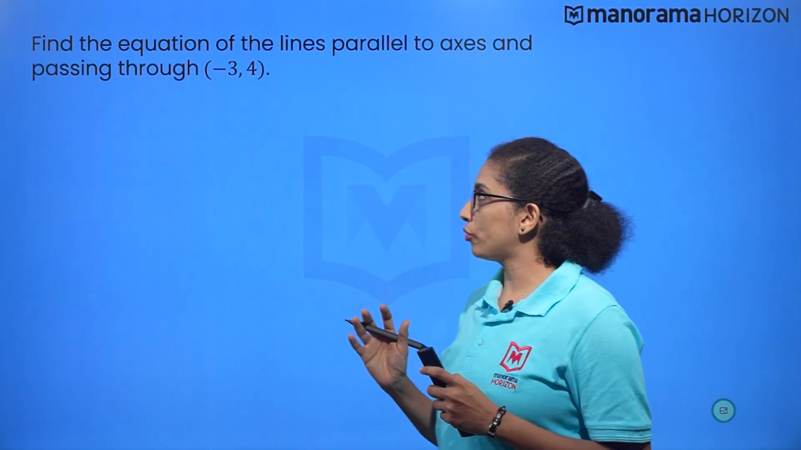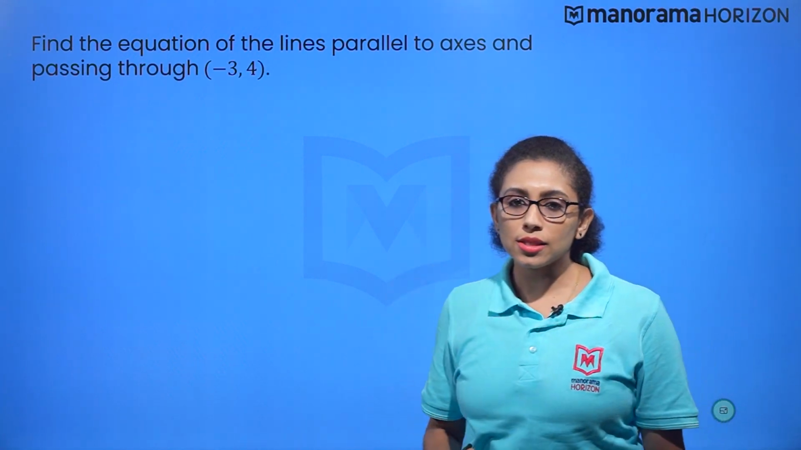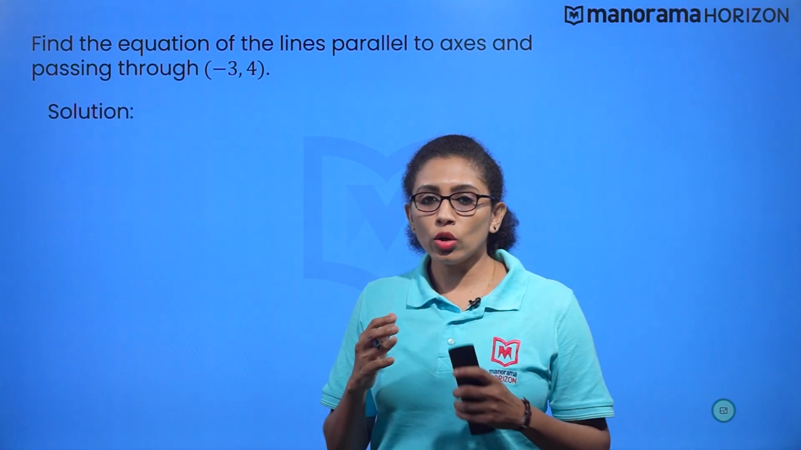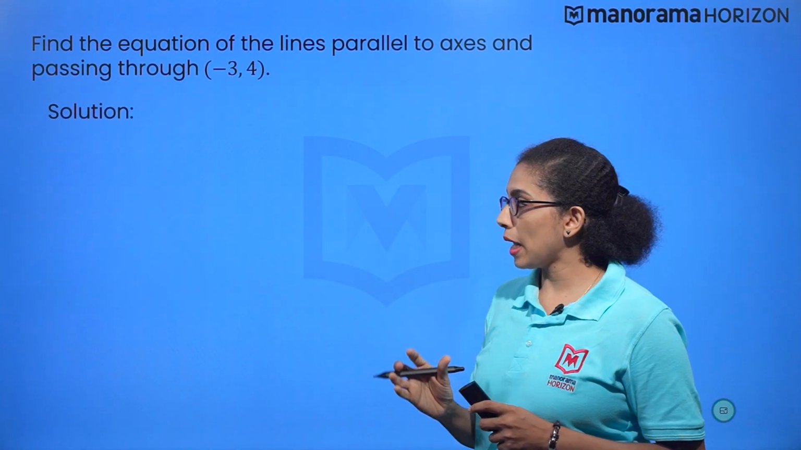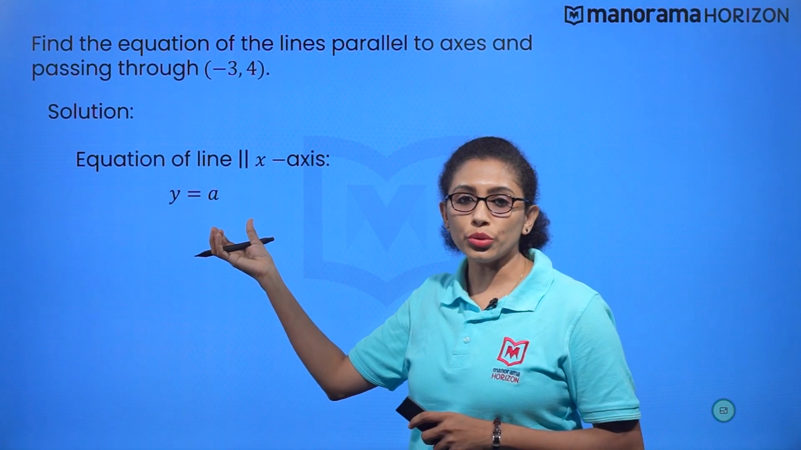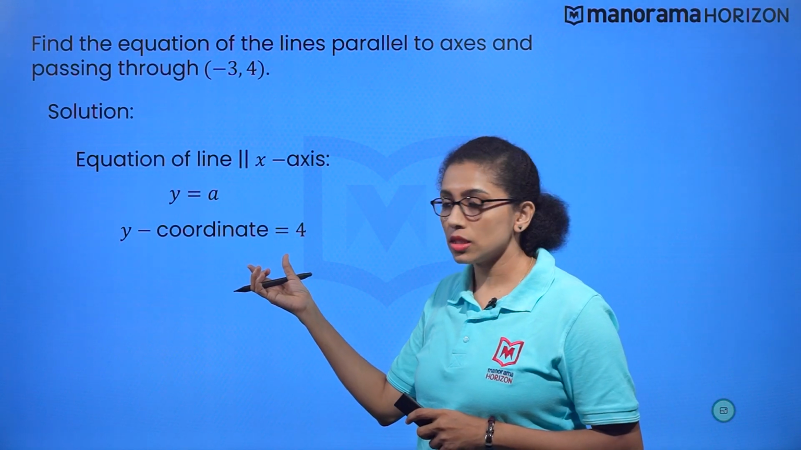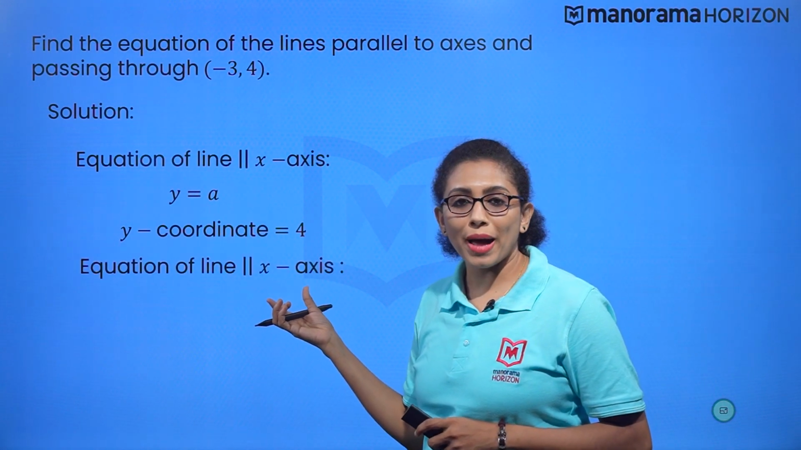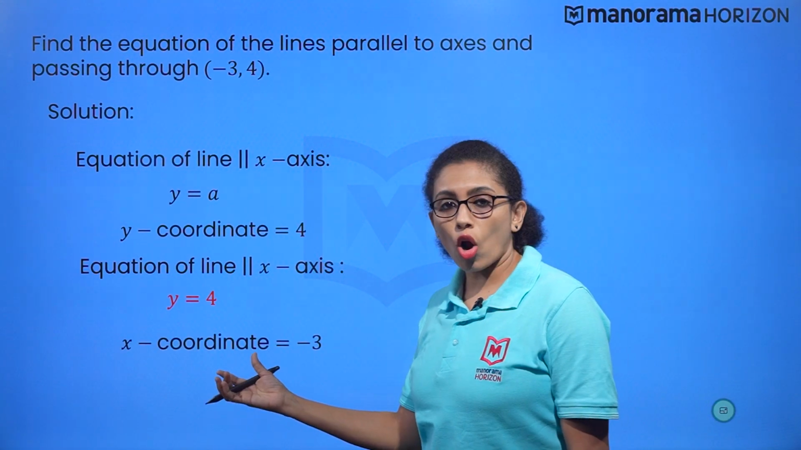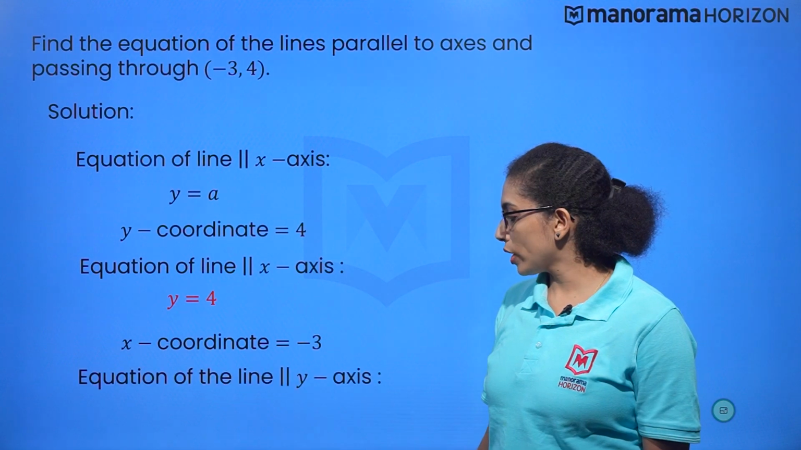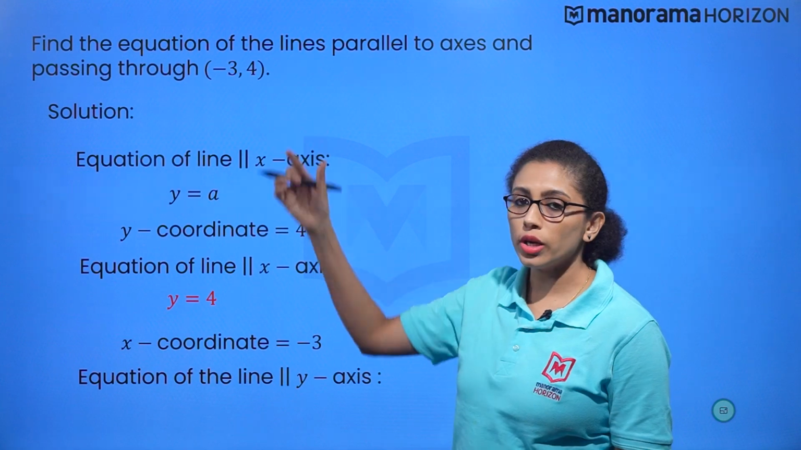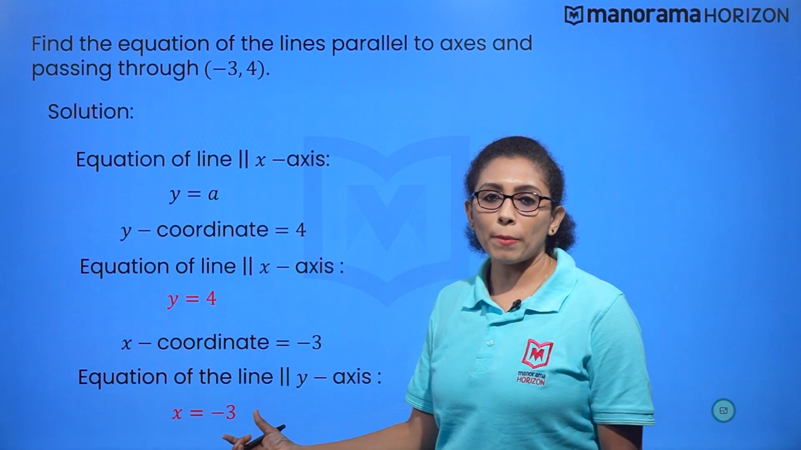Find the equation of the lines parallel to the axes and passing through the point minus 3, 4. Let's see the solution. We know that for a given point a, b, the equation of a line parallel to the x-axis is y equal to b. Here, the y coordinate is 4. Therefore, the equation of the line parallel to the x-axis is nothing but y equal to 4. Similarly, the x coordinate is minus 3 and the equation of the line parallel to the y-axis passing through the point minus 3, 4 is x is equal to minus 3.